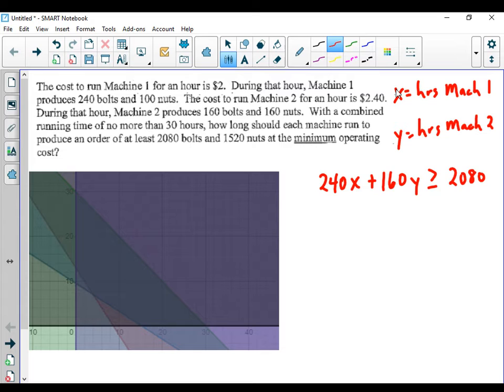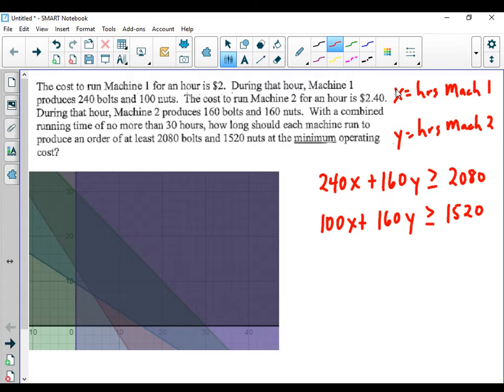Same deal with the nuts. We're going to have 100 for X. We're going to have 160 for Y. This time we need to be greater than or equal to 1,520. So those are kind of our limitations for what we are producing. In each case, we got to make sure we produce enough.